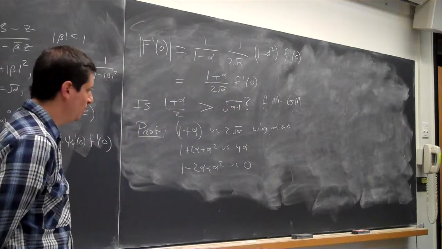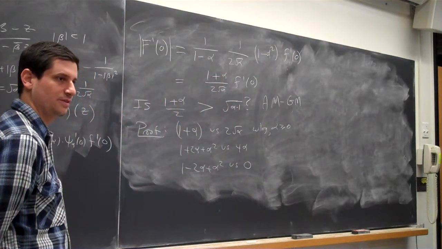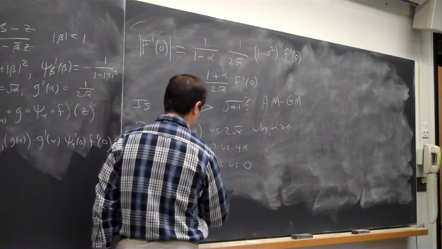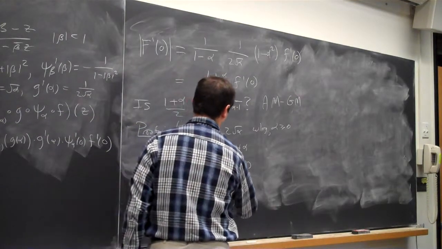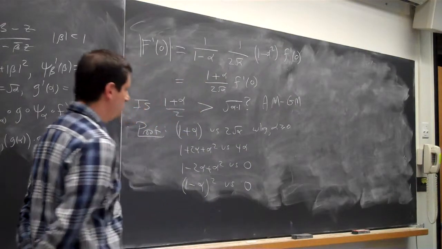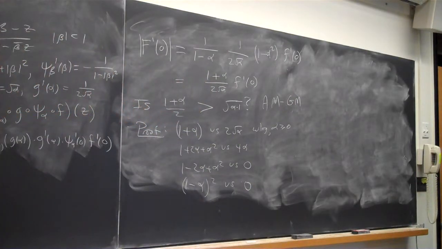But what's 1 minus 2 alpha plus alpha squared? 1 minus alpha, squared. And which would you rather have, 1 minus alpha squared or 0?